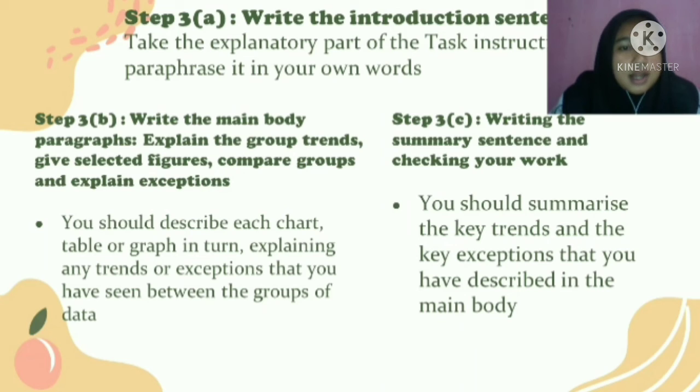You should describe each chart, table, or graph in turn, explaining any trends or exceptions that you have seen between the groups of data. Step 3.C. Writing the summary sentence and checking your work. You should summarize the key trends and the key exceptions that you have described in the main body.